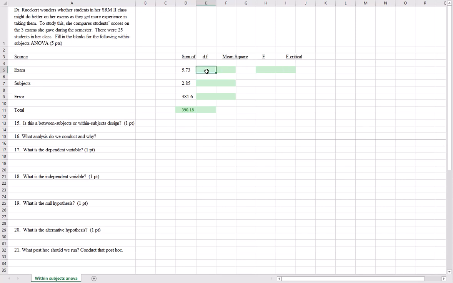So it's going to be 3 minus 1, so that'll be 2. The number of participants was 25, so we have 24. Our error is going to be this times this. And then our total is still going to be the total data. So we're capturing 75 data points because there are 3 exams and 25 students taking each exam. So it'll be 75 minus 1, so this will be 74.